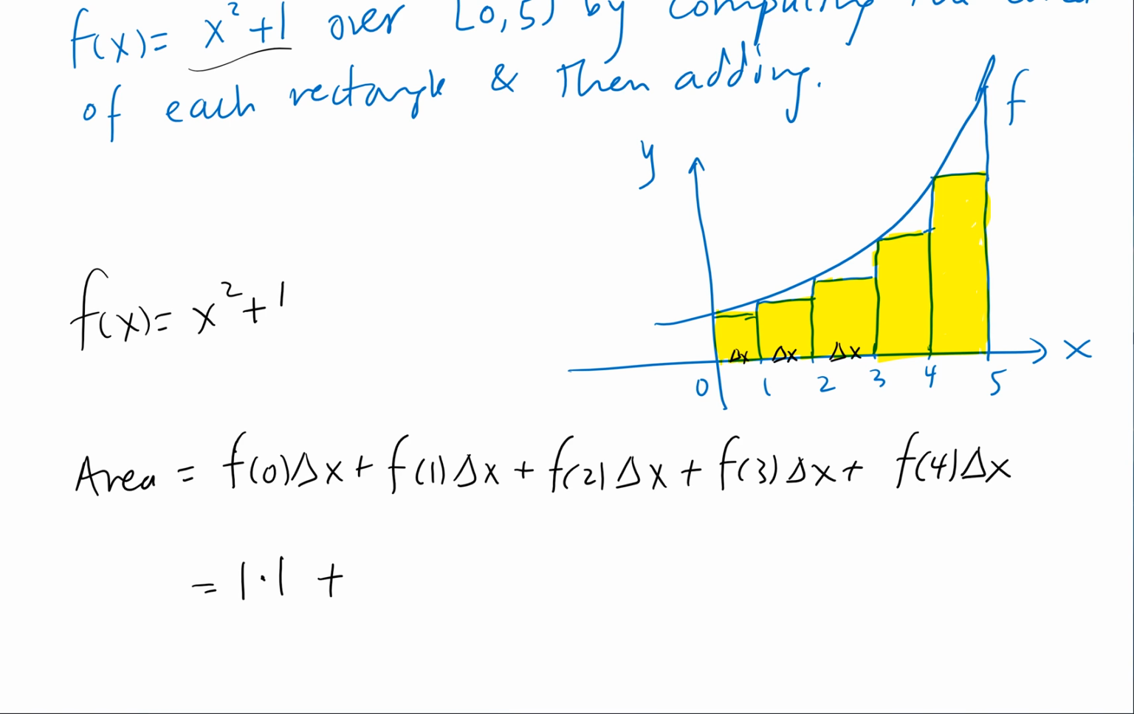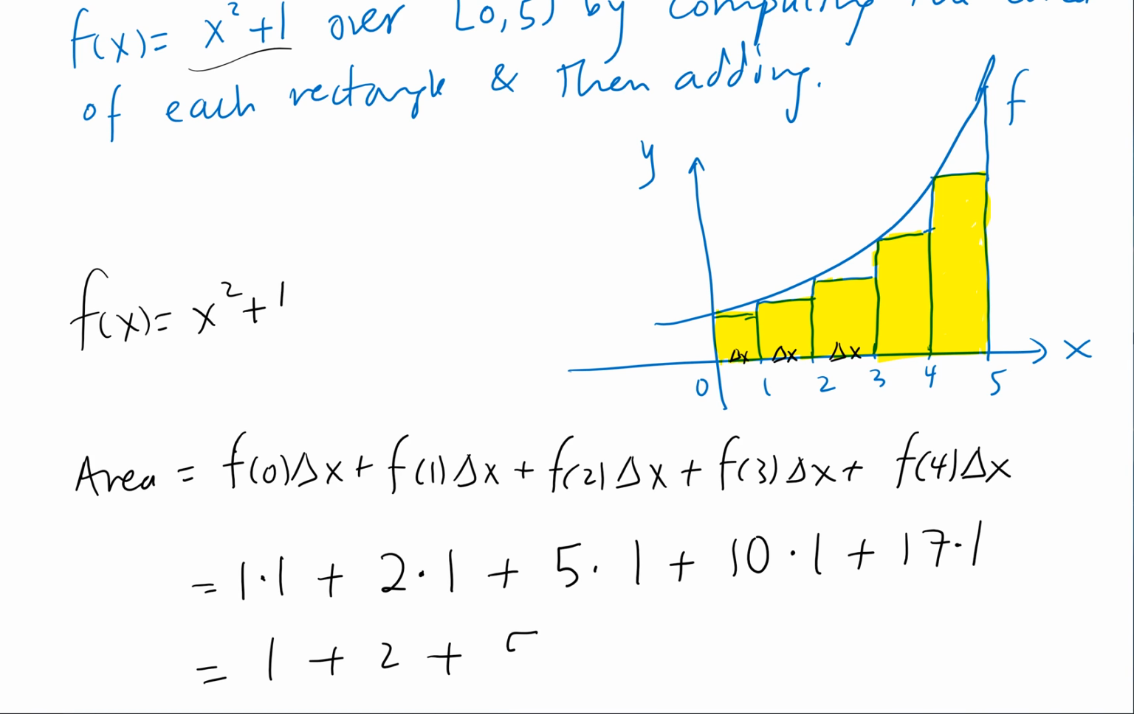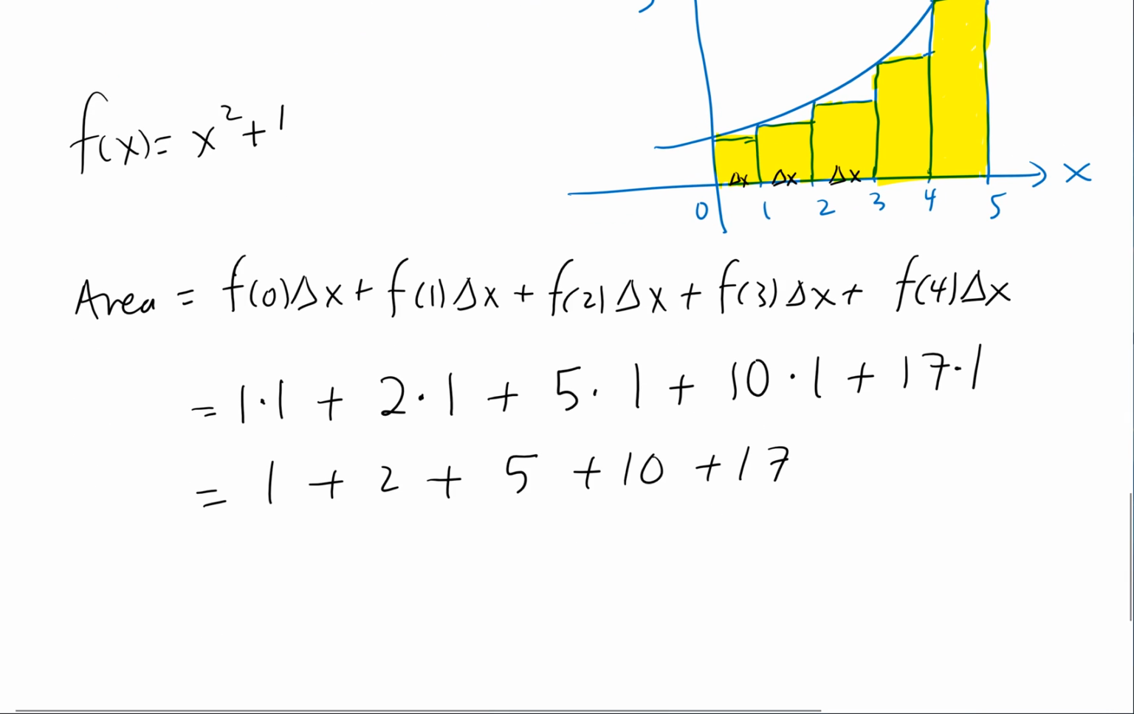So it's 1 plus f of 1, it's 1 squared plus 1, 1 plus 1, 2 times 1, 2 squared is 4 plus 1, 5 times 1, 3 squared is 9 plus 1, 10 times 1, 4 squared is 16 plus 1, 17 times 1. So that gives us 1 plus 2 plus 5 plus 10 plus 17. And if you add them up, I got 35.